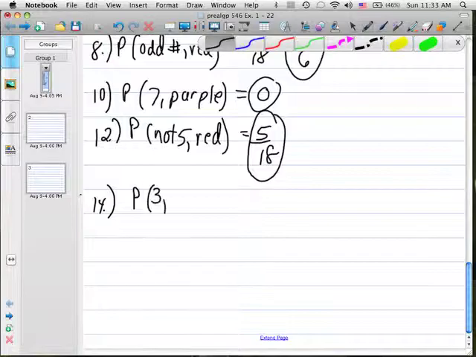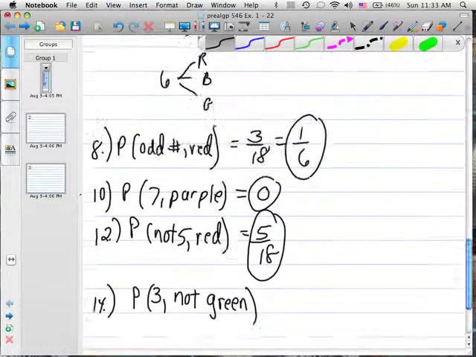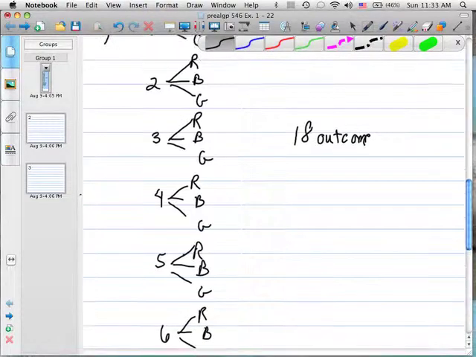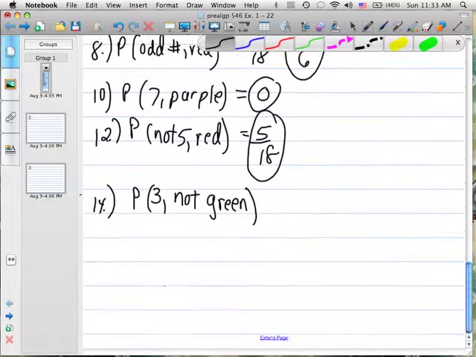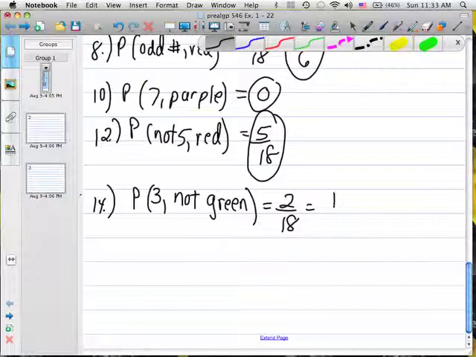Problem 14, the probability of getting a 3 and not green. So if we go back to the 3, there was a 3 red and a 3 blue. So those are 2 ways of not getting the 3 green, not green. So there were 2 out of 18, which was 1/9.